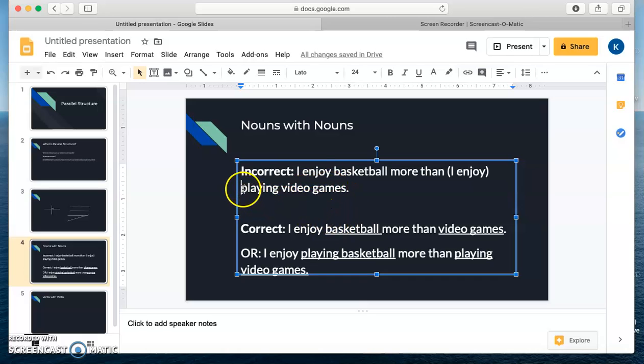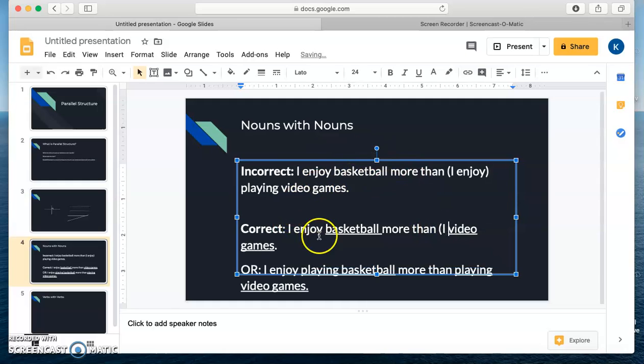Do you see how this playing right here throws off that parallel structure? We don't match up completely. We don't have an I to I, enjoy, enjoy, and then noun to noun. That's what makes this sentence not parallel. But if we fix it, and we can, all we have to do is get rid of this playing right here. So we can look down here and see I enjoy basketball more than video games. Well, it's I to an understood I, enjoy to an understood enjoy, basketball to video games.